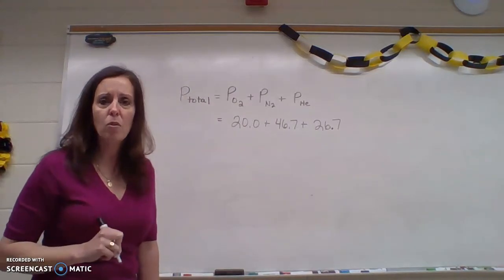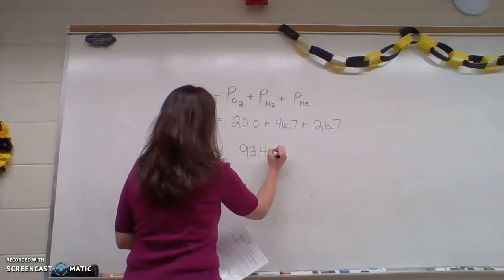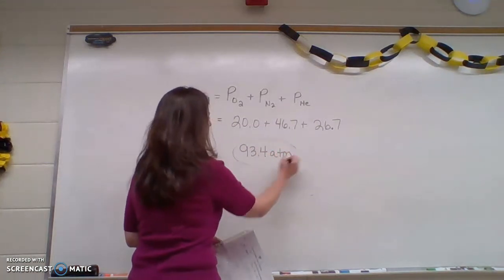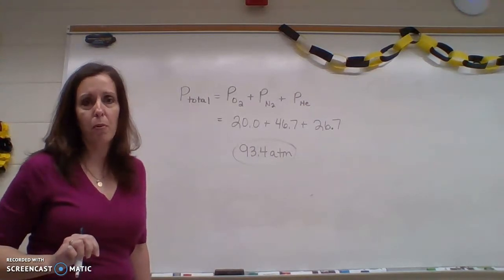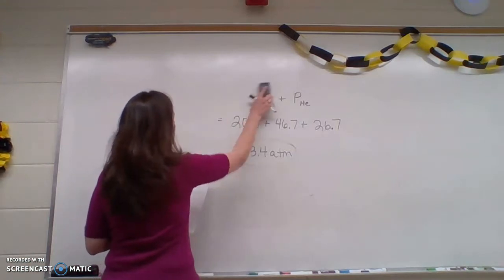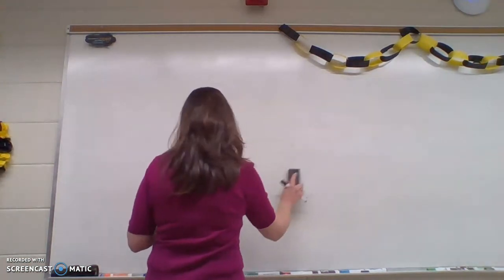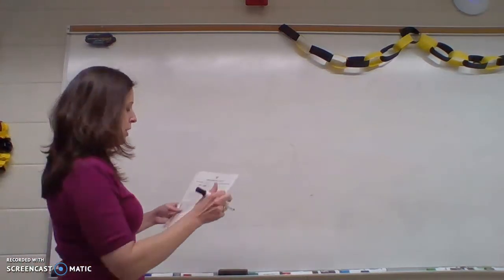Oopsie, let me put my little decimal there. Okay? So all I do is plug that into my calculator. My final answer, there you go. Again, these are the easy peasies. These are the ones you want me to put on your test or quiz. All right, let's do one more example and then we'll move on. The next example, air contains oxygen, nitrogen, carbon dioxide, and trace amounts.